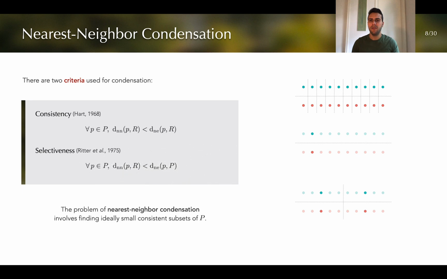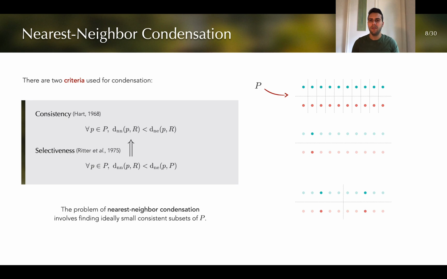Selectiveness, on the other hand, is a little bit more strict, and we want that for any point in the original training set, its nearest neighbor in the reduced set is closer than its nearest enemy in the original set. So it's easy to see that selectiveness implies consistency.